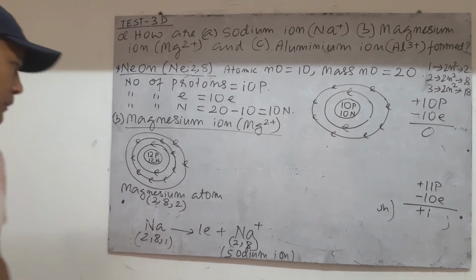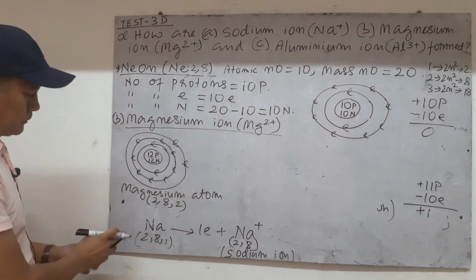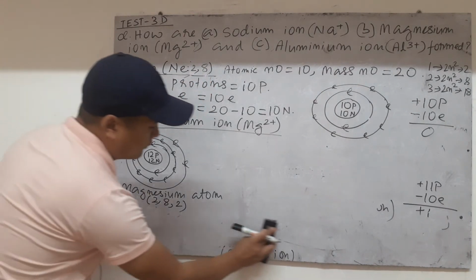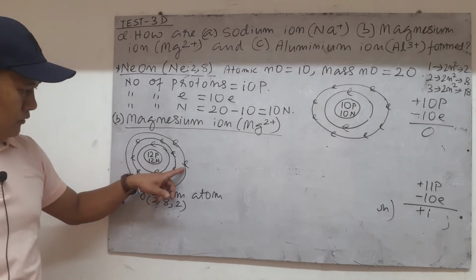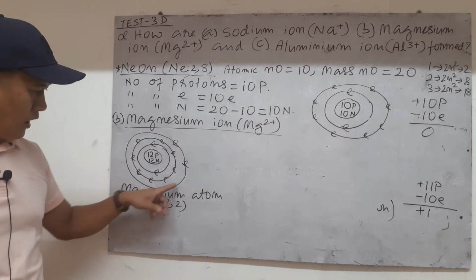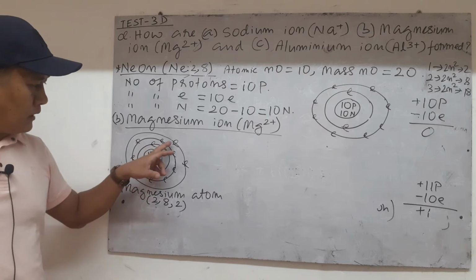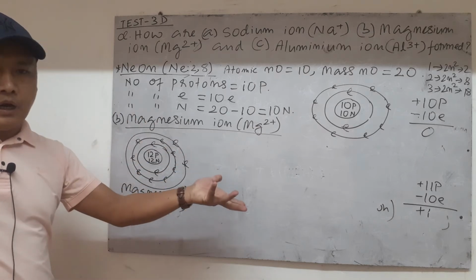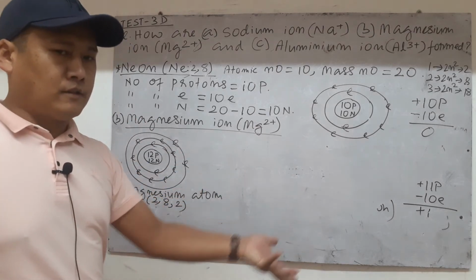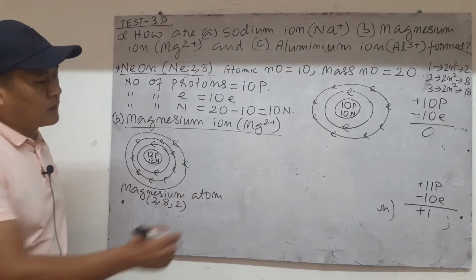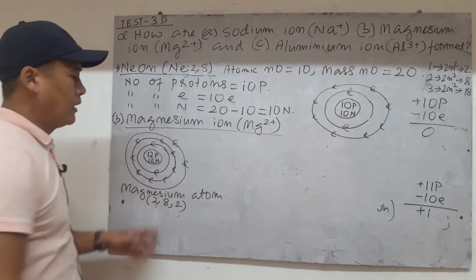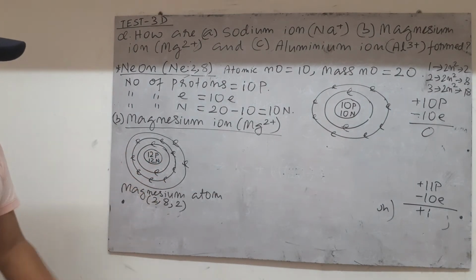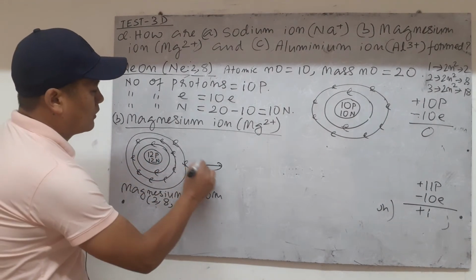So in order to become like neon, 2, 8, what will it do? Before that, let me just mention this once more. There are 2 electrons in the third orbit, which is the outermost orbit. Electrons in the outermost orbit are called valence electrons. In the previous one, sodium had only 1 in the outermost orbit, so it has only 1 valence electron. But magnesium has 2 valence electrons. So what will happen? It will lose these 2.